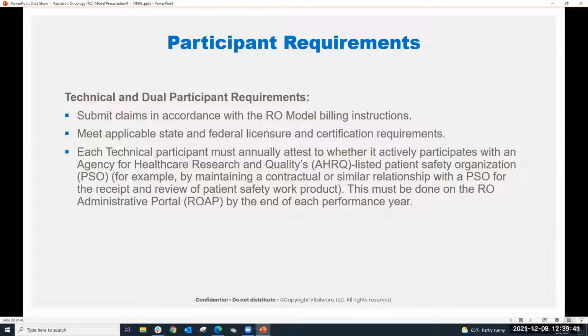And then here are your technical and dual participant requirements. So you're just going to submit claims in accordance with the RO model billing instructions and do so applicable to state and federal licensure and certification requirements. One new thing is that before the end of a performance year, technical participants need to complete a patient safety organization attestation in the ROPE, which is the administrative portal.